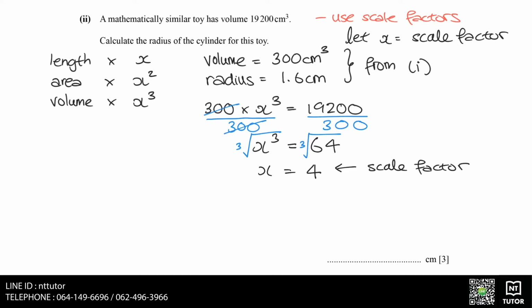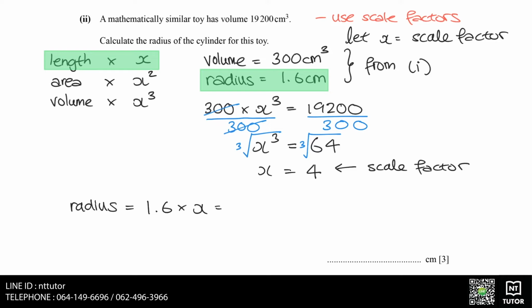Once we have the scale factor, we can use the radius of the original toy to work out the radius of the mathematically similar toy. To convert between lengths, we multiply it by the scale factor once, so the radius of the mathematically similar toy should equal 1.6, which is the radius of the original toy, multiplied by the scale factor, which equals 1.6 multiplied by 4.